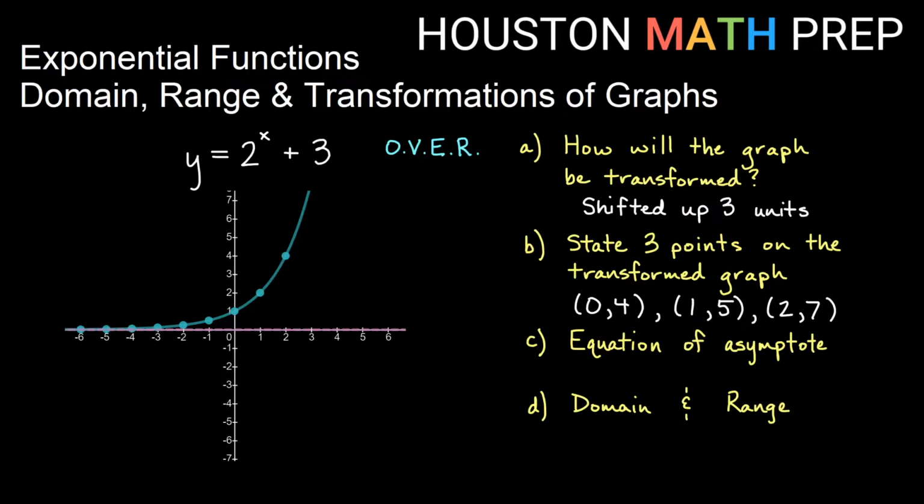The equation of the asymptote: if we move the entire graph up 3, we wouldn't be at y equals 0 anymore. I would take this asymptote and shift it up 3, and that's going to give us that our asymptote will be at y equals 3.